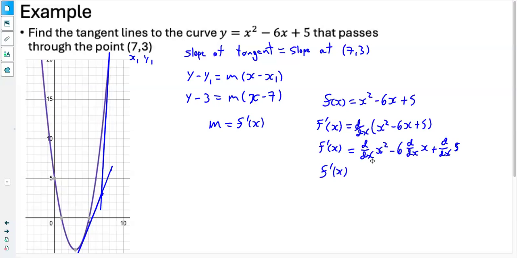So we have the derivative of x squared is 2x. The derivative of x is 1 times the negative 6 in front gives us negative 6. And the derivative of a constant is just 0. So we know that this is our slope. So we know our slope is 2x minus 6.